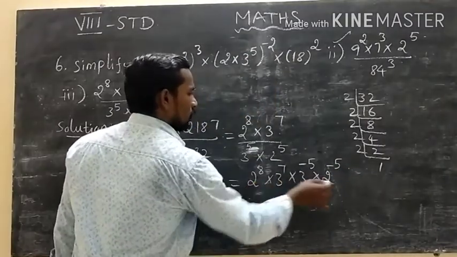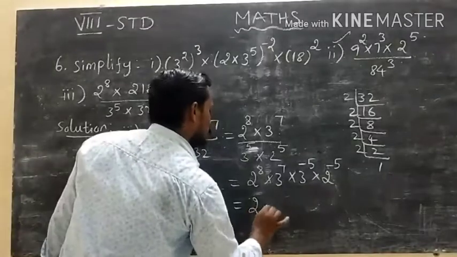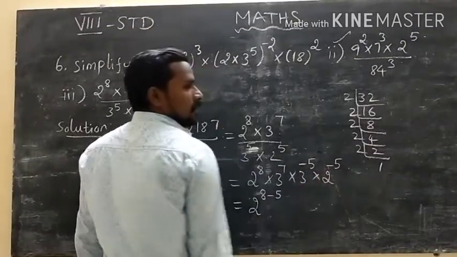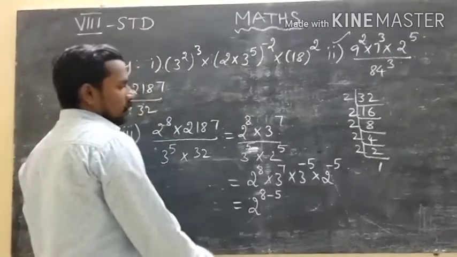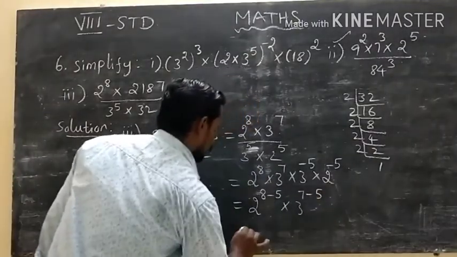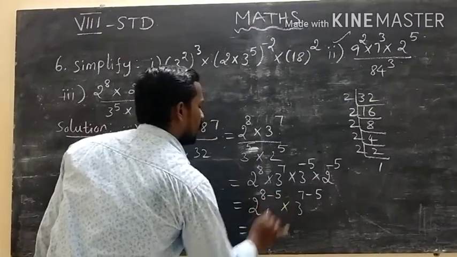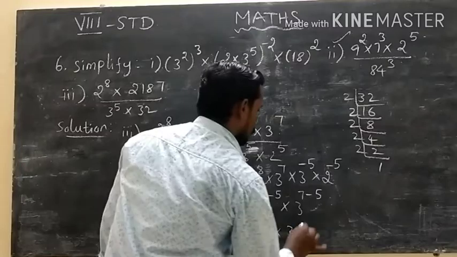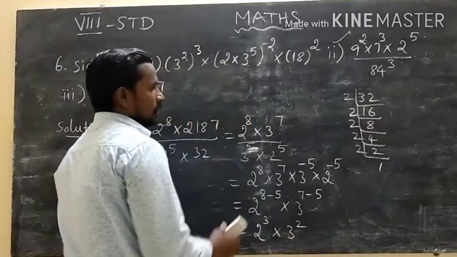Okay, so equating the like powers, 2 power 8 minus 5. This is the product rule, a power m into a power n. And 3 power 7 minus 5. So this is equal to 2 power 8 minus 5 is 3, into 3 power 7 minus 5 is 2.